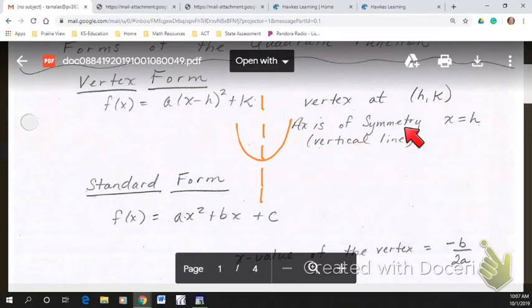So an axis of symmetry is always, always, always x equals wherever it crosses the vertex. Okay? Vertical line. Does that make sense?